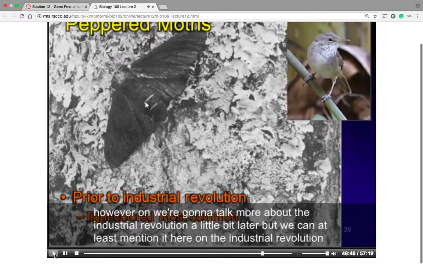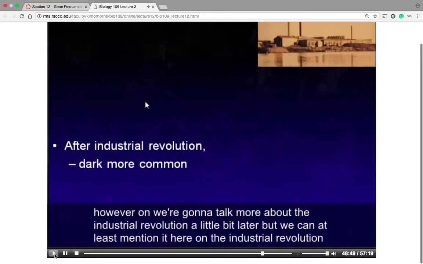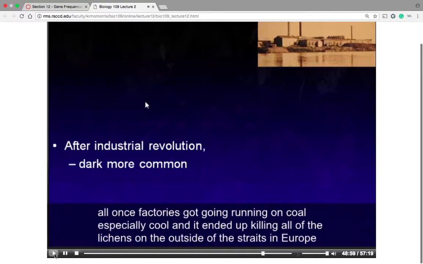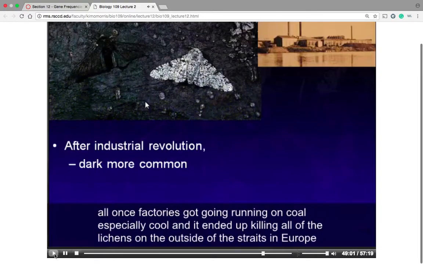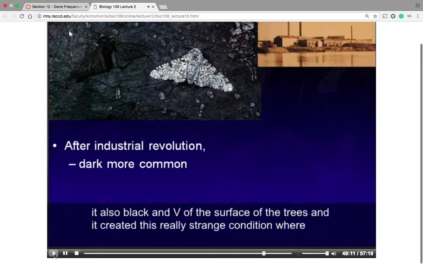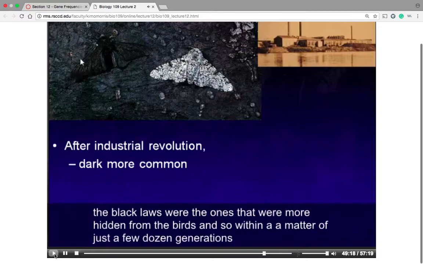However, we're going to talk more about the Industrial Revolution a little bit later, but we can at least mention it here. The Industrial Revolution in Europe belched huge amounts of soot and ash into the air once factories got going running on coal. It ended up killing all of the lichens on the outside of these trees in Europe. And when that happened, it also blackened the surface of the trees, and it created this really strange condition where the black moths were the ones that were more hidden from the birds.